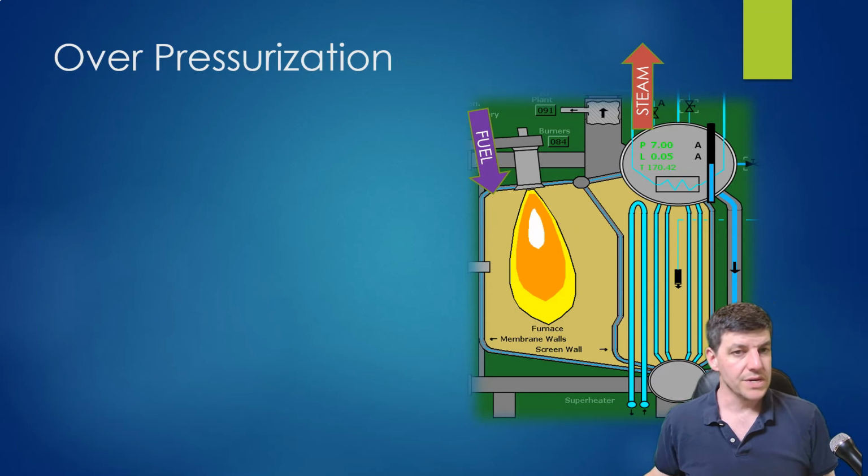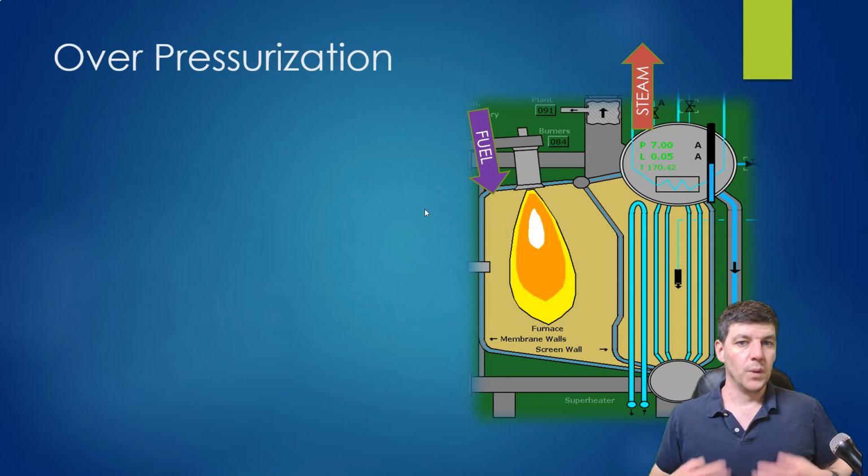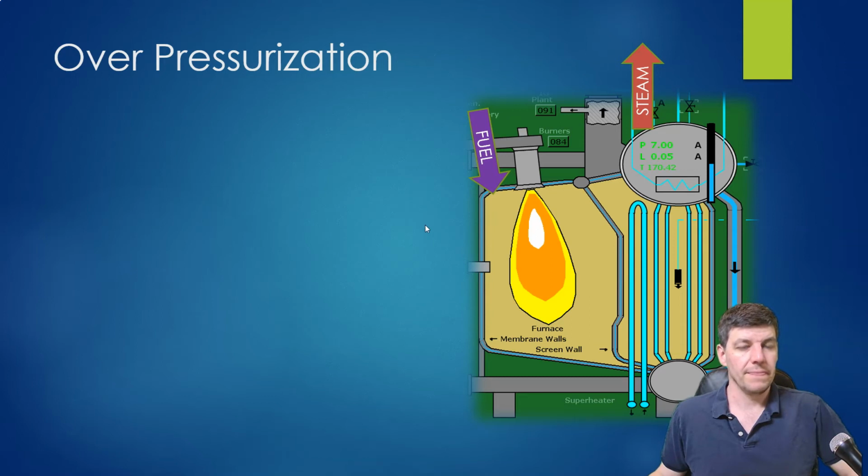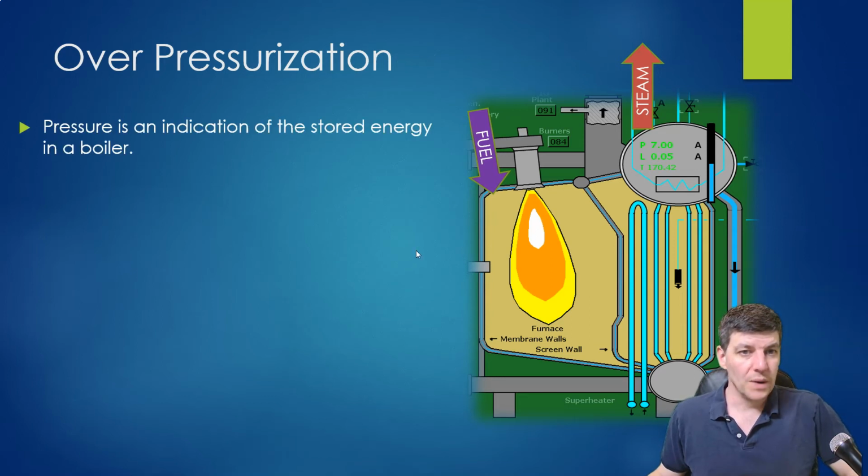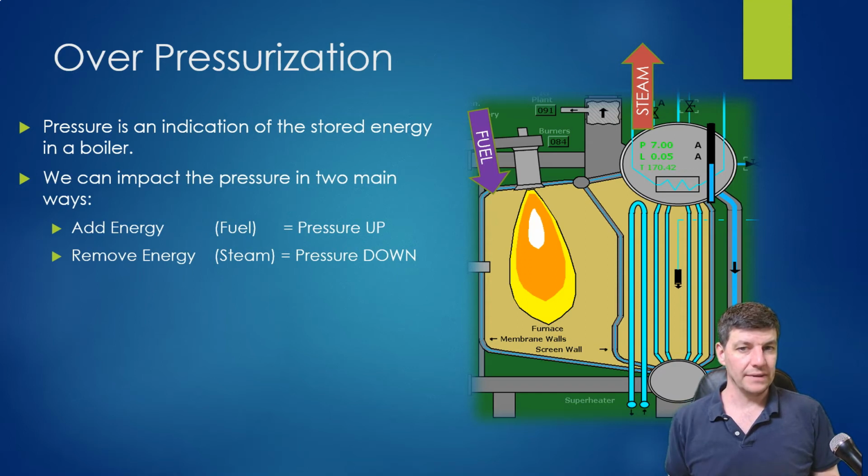One other one that's very common is overpressurization of our boiler. And our boiler can be overpressurized quite easily in this scenario. If we think about what pressure is in a boiler, it's just really an indication of how much energy is stored. And we can affect the amount of energy stored by either adding or removing energy. And we add energy in the form of fuel that gets burned and produces heat. And we remove energy when we have steam that's leaving.